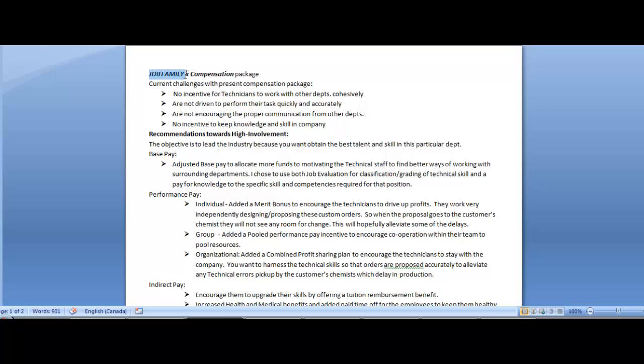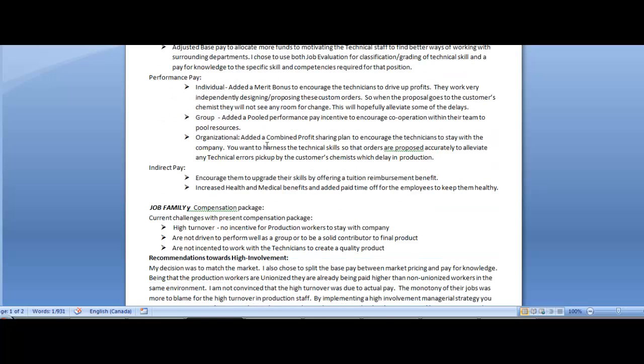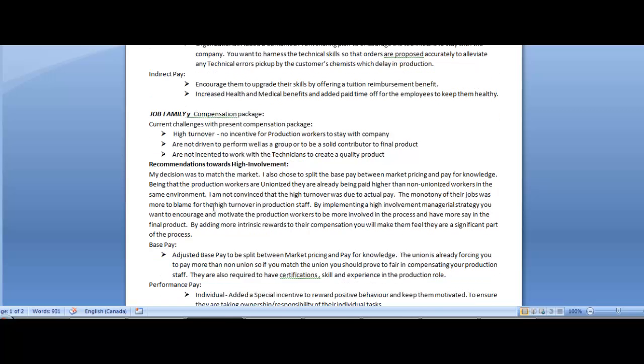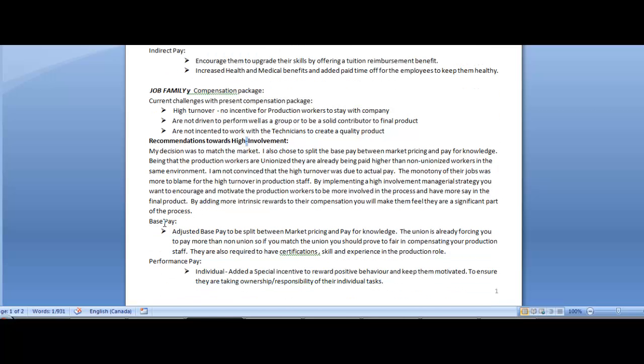Starting with, for this particular job family, which I'll name X, she started with the current challenges with the present compensation package as she saw them based on what she saw in the case. She also made recommendations as to what we could do in the area of base pay, performance pay, and indirect pay to move that group to high involvement. All right. She did the same thing for job family Y. She looked at what the current challenges were with the present compensation system for that particular job family and made recommendations toward high involvement regarding base pay, performance pay, and indirect pay.